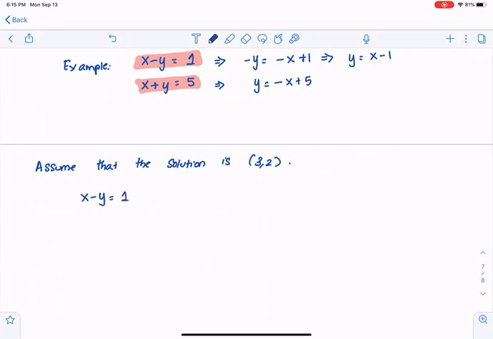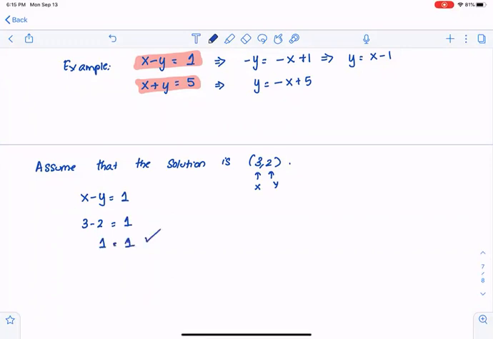I'm going to plug in the numbers. So that is x and that is y. So I am going to have 3 minus 2. 3 minus 2 is 1. So we have 1 equals 1.